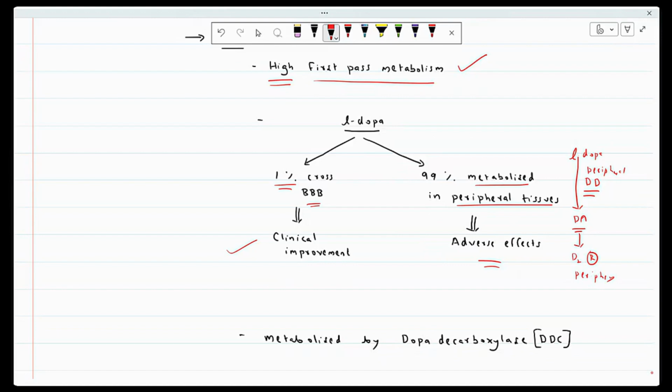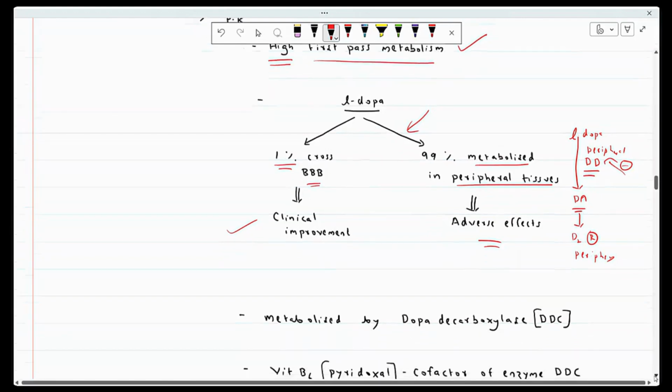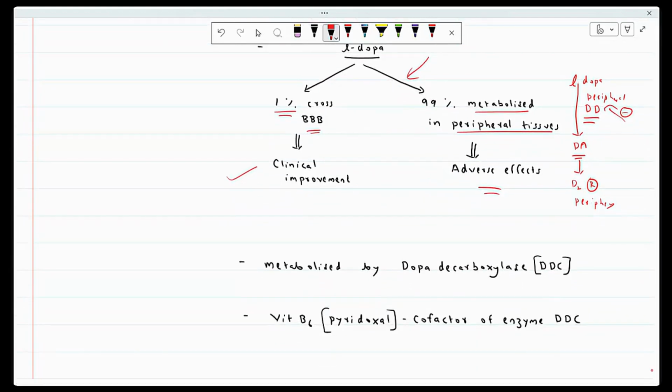So whenever you give levodopa, you need to inhibit this step. Which step? You need to inhibit this peripheral dopa decarboxylase. Already I have told you, you should give a drug which can inhibit this enzyme, that is peripheral dopa decarboxylase. That is carbidopa. And why? The reason is that levodopa is metabolized by an enzyme called dopa decarboxylase. Okay. Now one more point you need to remember from the pharmacokinetics: the vitamin B6.